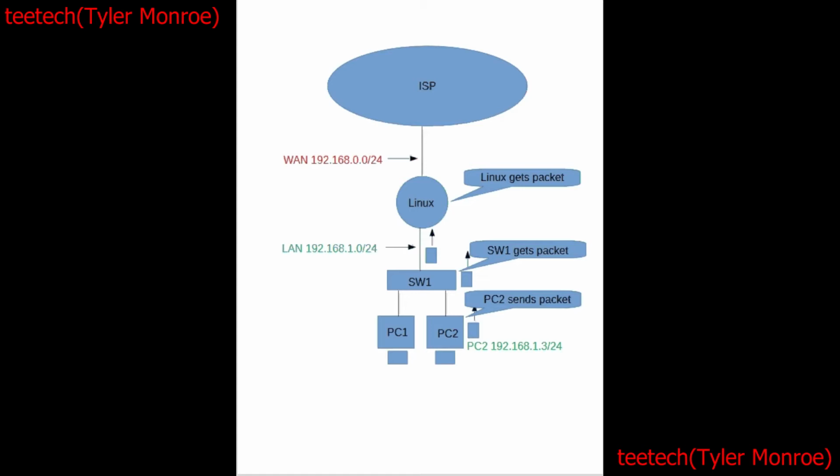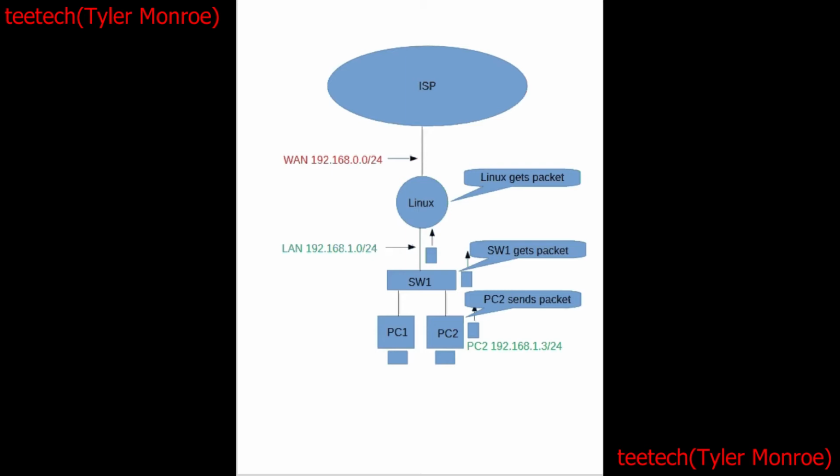So, as we see, we send the packet, step 1. Step 2, the switch gets the packet. Remember, switches use the destination MAC address to decide where to switch a frame, so what port it goes out of, and it learns the source MAC address of PC2, so we don't have to repeat the ARP process after the first time. And then the switch is going to forward it up to the Linux machine.